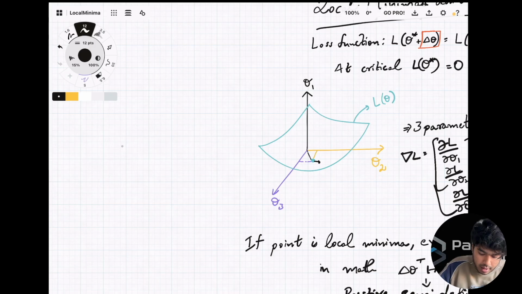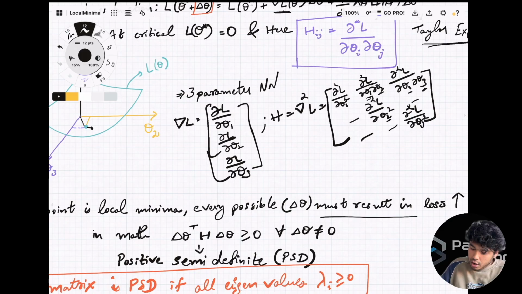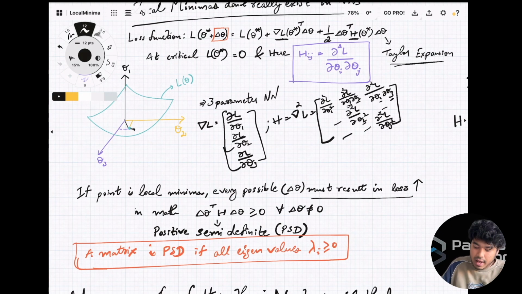A local minima is when you are at a point where any delta theta that you take forward would result in your loss going up, right? So if a point is a local minima, every possible delta theta must result in the loss going up. That's when you know you're in a local minima, right?